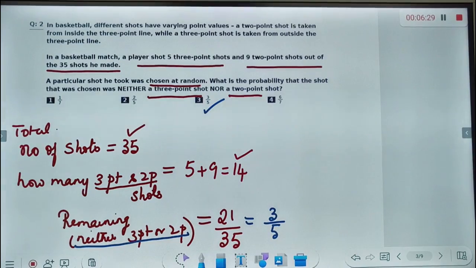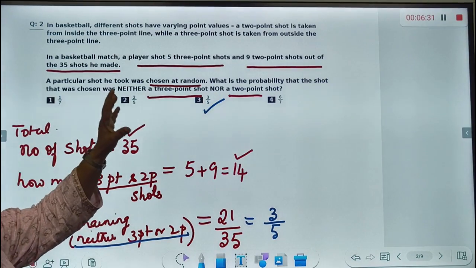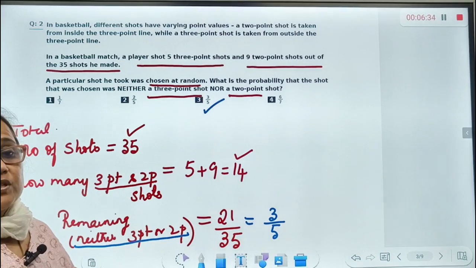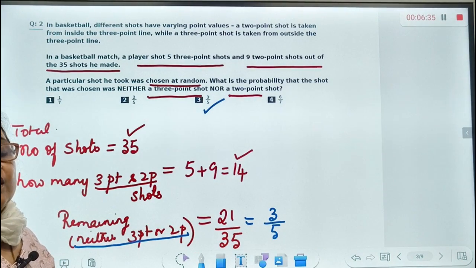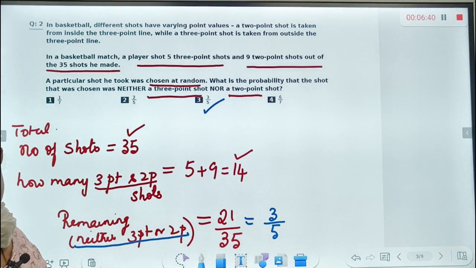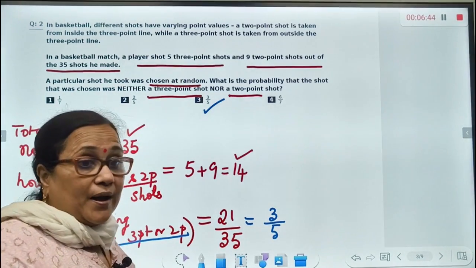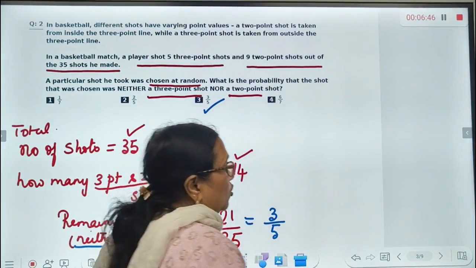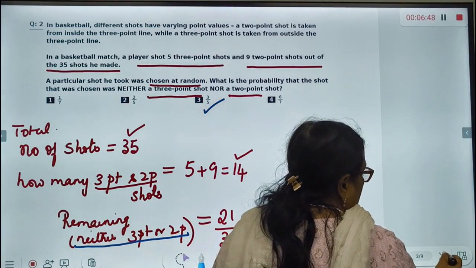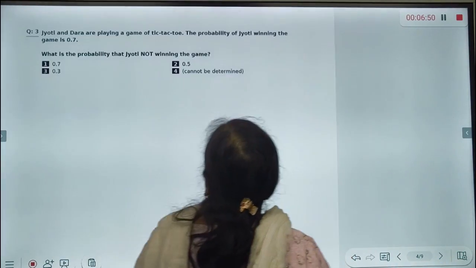So the question has a lot of information, but you must be able to decipher what is the relevant information and what is the irrelevant information. Only then you will be able to solve the problem. So reading the problem again and again will help you to understand what is the most relevant information.